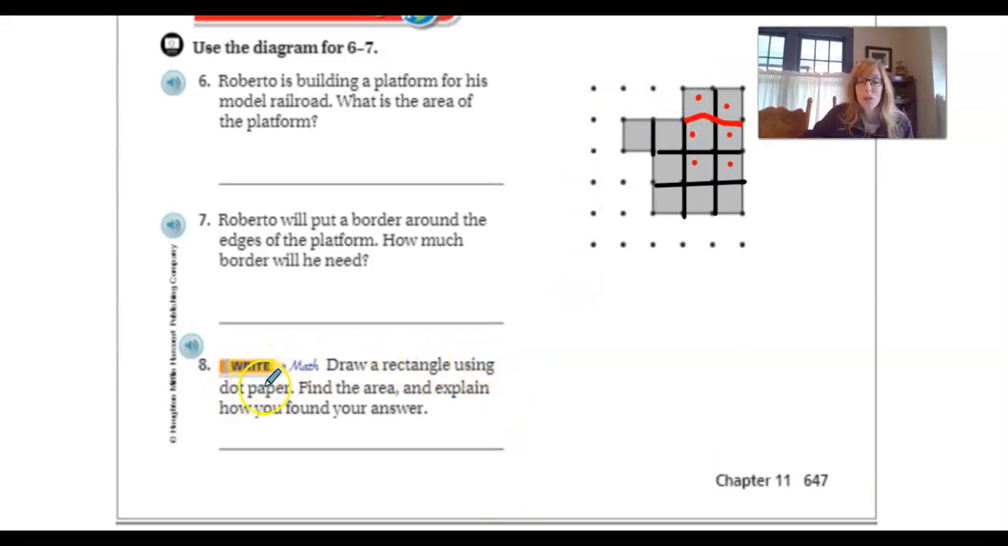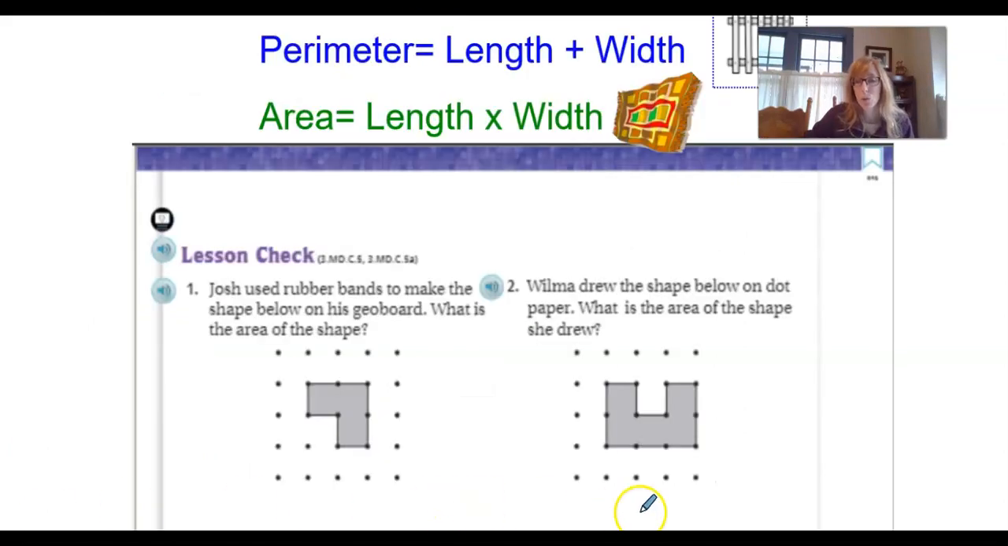Draw a rectangle using dot paper. You might not have dot paper, so you do not have to do that. I know there are some questions we cannot do because we're not in school together.